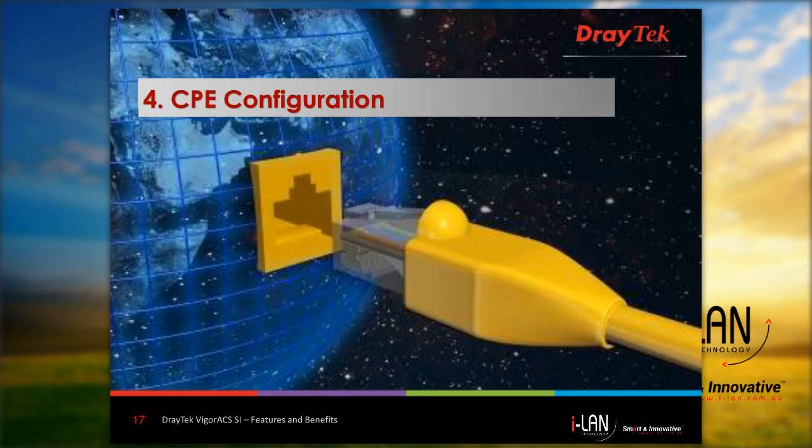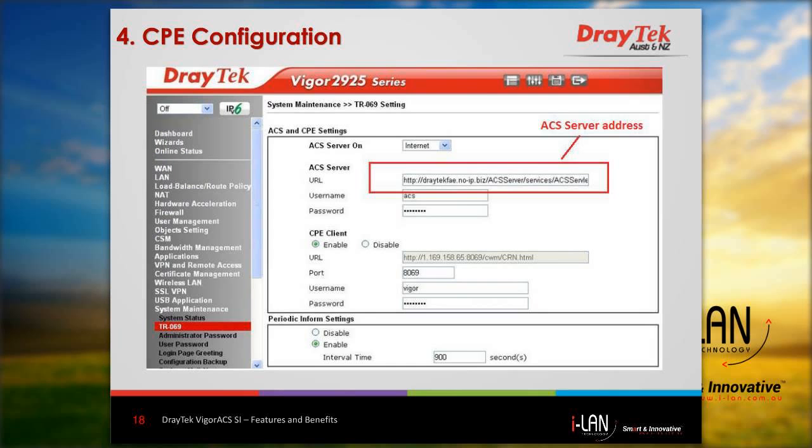So I'll just quickly go through the configuration of the CPE devices to allow them to communicate with the ACS SI. The first step is to enter the URL, which is highlighted in red on the screen. We're using the Vigor 2925 router here, and this setting is in the System Maintenance TR069 configuration menu. You just put the address of the ACS server in this URL field.